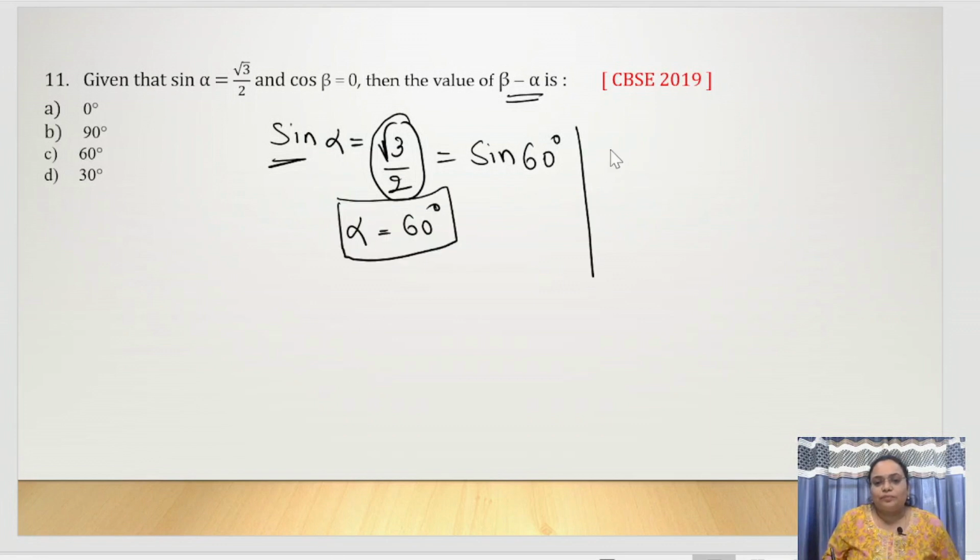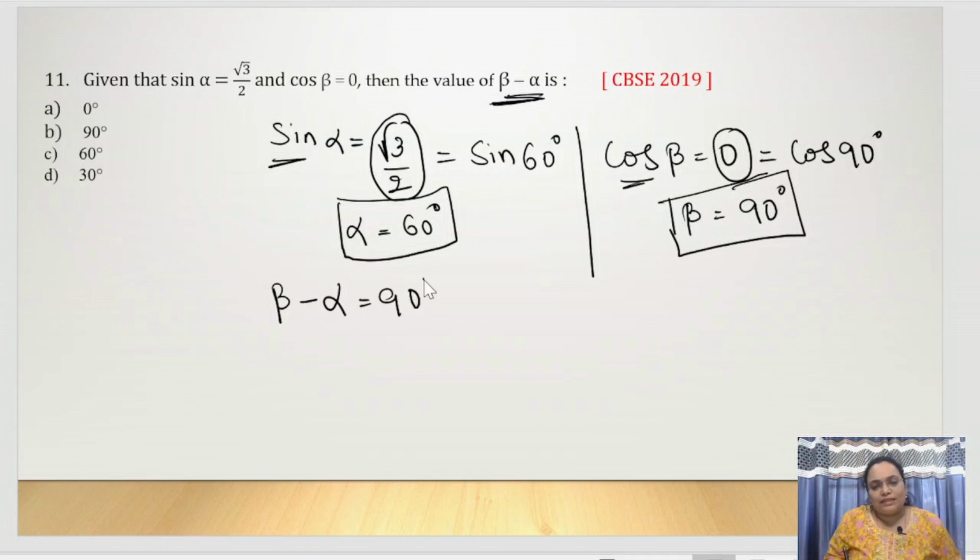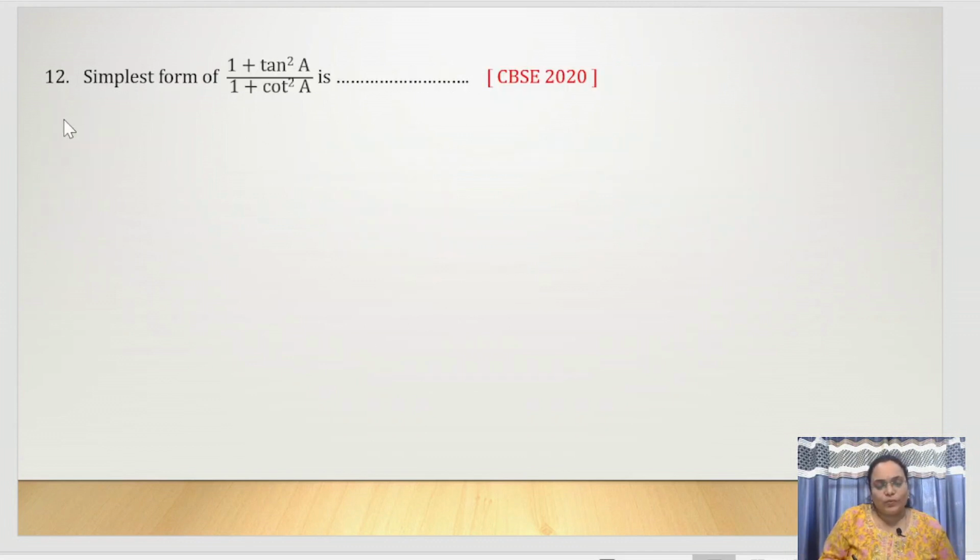In the same way, cos beta is equal to 0. What is the value of 0 in terms of cos? Cos 90 degrees is 0. Now from here we can say beta is equal to 90 degrees. Now we have to find the value of beta minus alpha. That is beta minus alpha is equal to 90 degrees minus 60 degrees, which is 30 degrees. So 30 degrees is the answer, which is D. So let us see the next question.